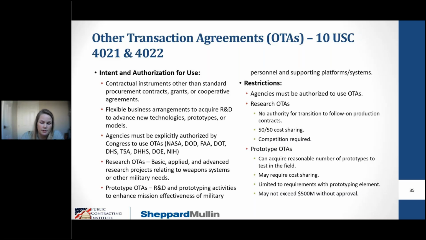You see, at the end of a prototype OTA, the government has a streamlined method for entering into a follow-on production contract. That follow-on contract can be issued without competition in certain circumstances, but only if the original OTA was awarded competitively. Some other restrictions, again, no production authority under a research OTA, and there's usually a 50-50 cost sharing requirement. For prototype OTAs, there could be a cost sharing element as well, but it's not required, and contracts typically cannot exceed $500 million without additional approvals.